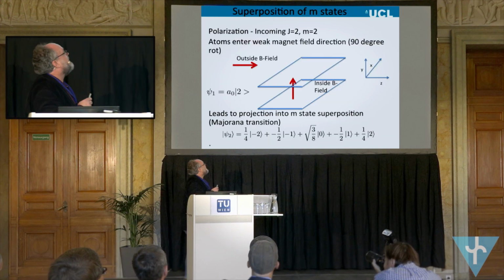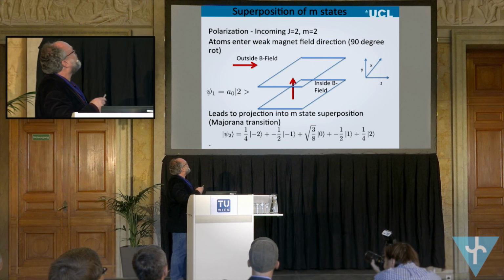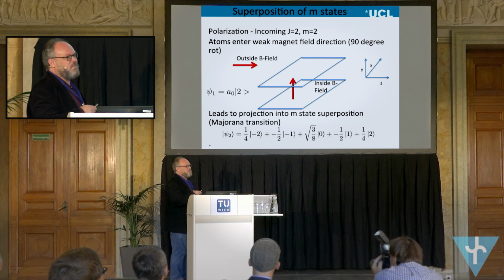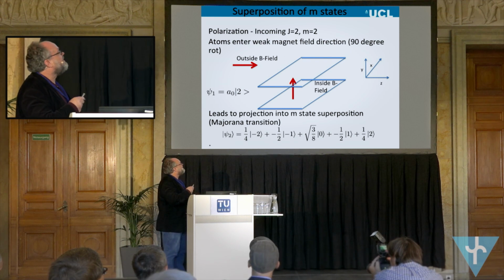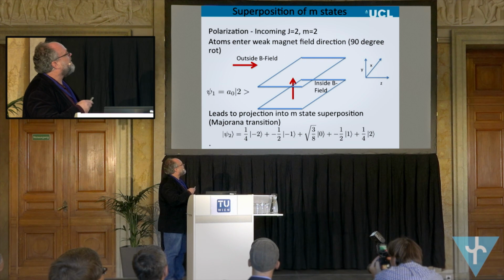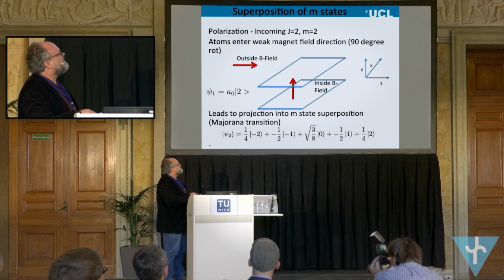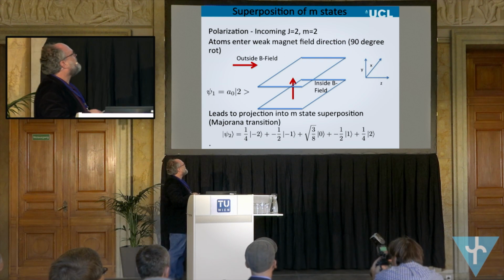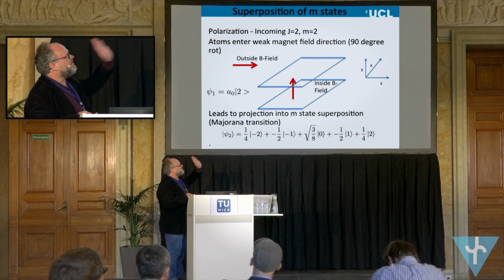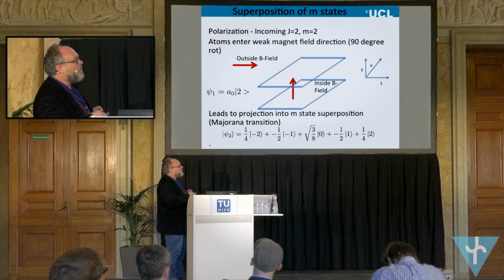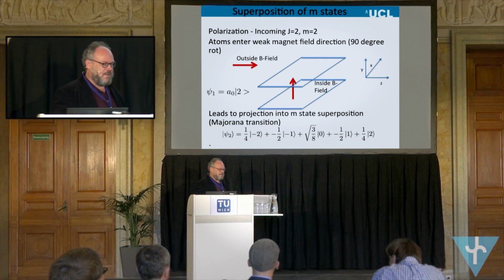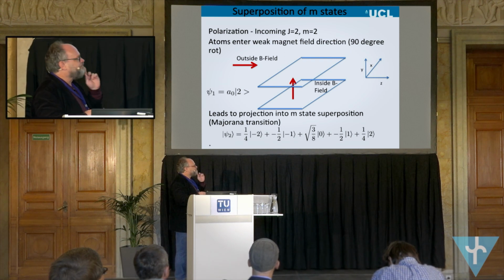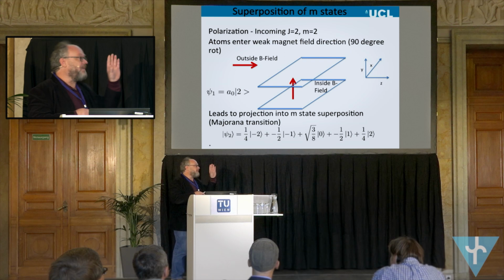So that's represented here, where we come in with just one of these states, the m=2 state, and providing we move through fast enough so that it's a non-adiabatic transition, then we end up with this type of superposition in these m states. Of course there's also the wave function of the center of mass motion, but I'm just concentrating here on the m states.